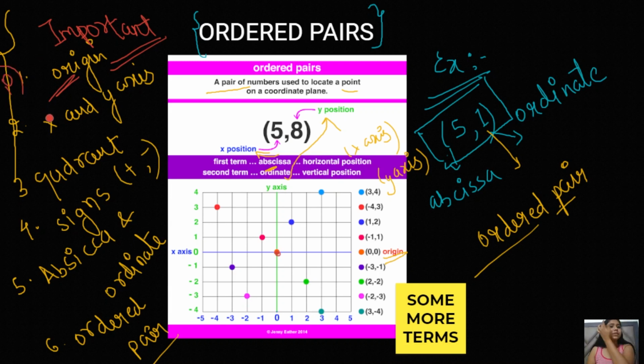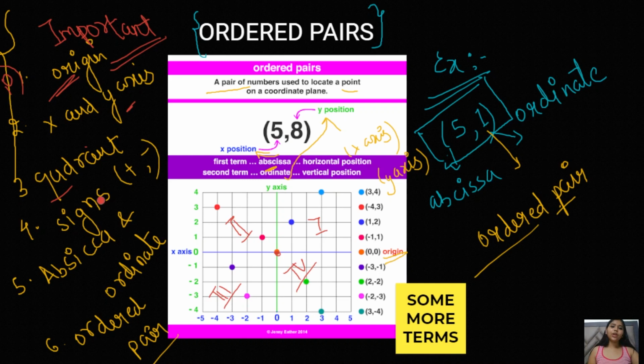Then what is the x-axis? The x-axis is basically the horizontal line in the Cartesian plane. The y-axis is basically the vertical line of the Cartesian plane. What is a quadrant? The area covered by these axes is known as the quadrant. There are 4 quadrants: first, second, third and fourth. Always start counting the quadrants from the right hand side.